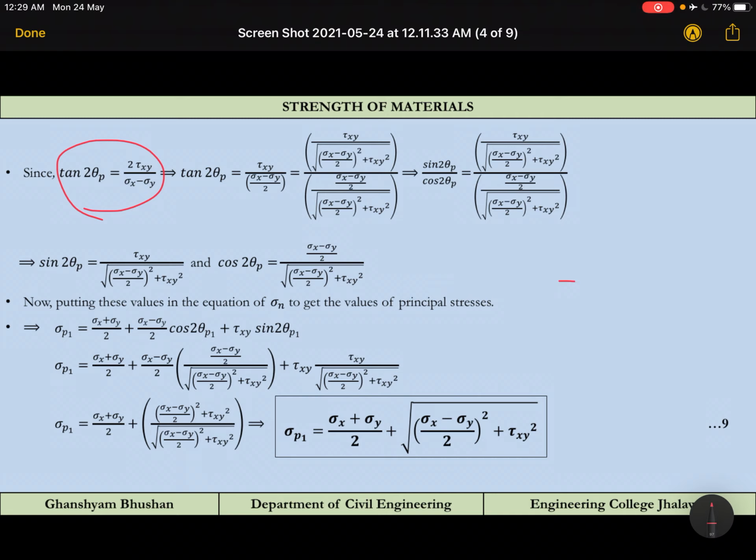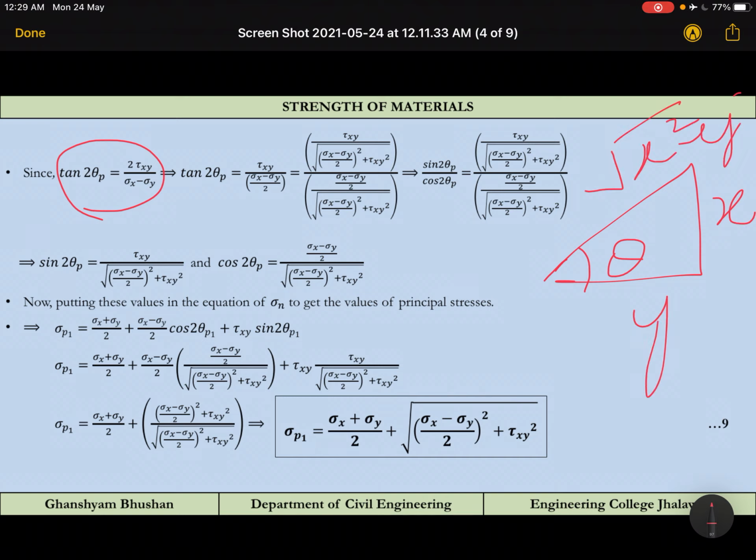So what is tan θ? If this is θ, this is x, this is y, then the hypotenuse will be the square root of x squared plus y squared. So we have converted this with reference to this triangle. Here x is τxy, and y is σx minus σy over 2. We are just dividing by the hypotenuse of a triangle having the angle 2θp, so we divide by the square root of ((σx minus σy) by 2) whole squared plus τxy whole squared.